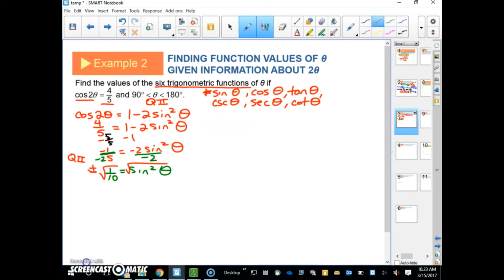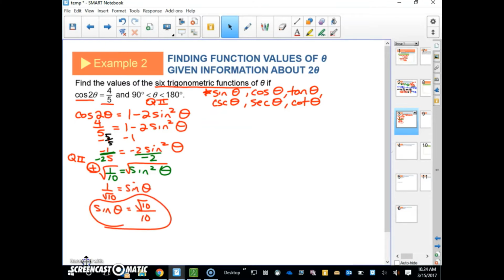Sine in the second quadrant is positive, so we're just looking at that positive root. Square root of 1 is 1, so we have 1 over the square root of 10. That's sine theta. Or, once you rationalize, sine theta equals square root of 10 over 10. That's part of our answer.